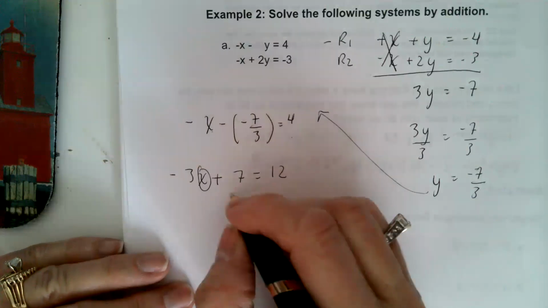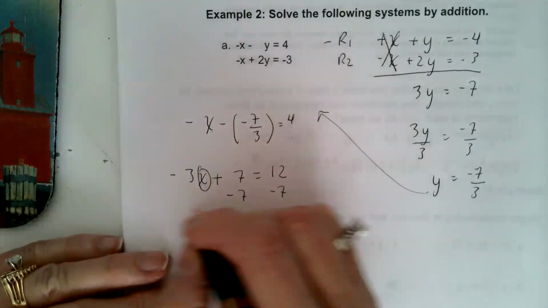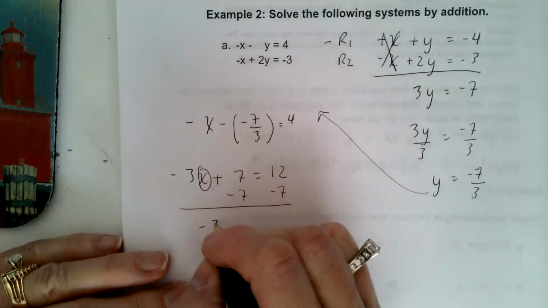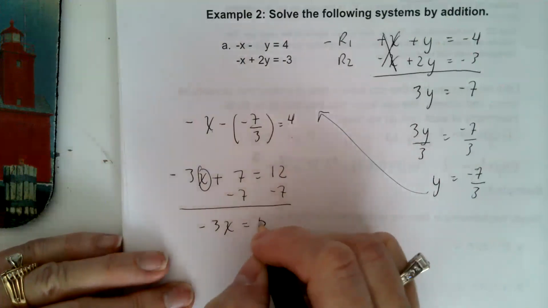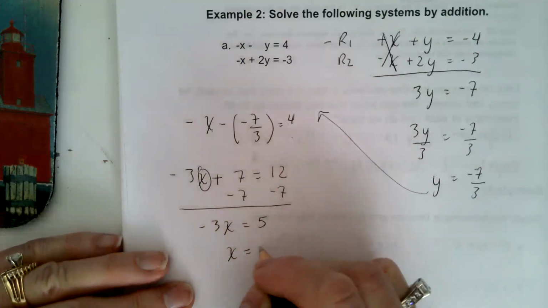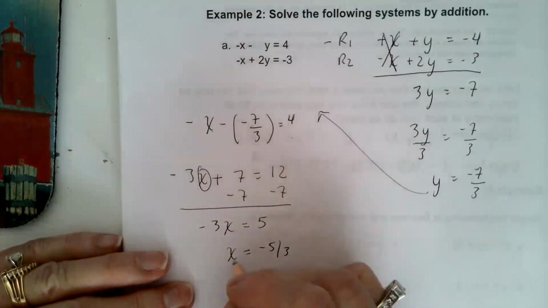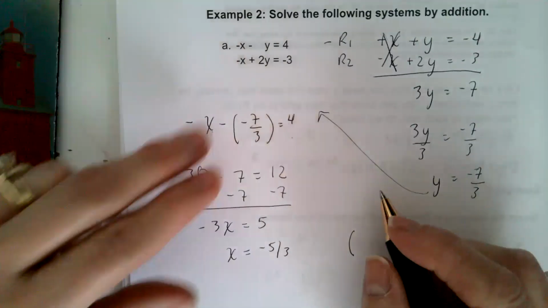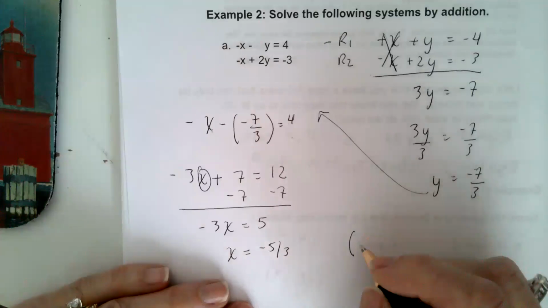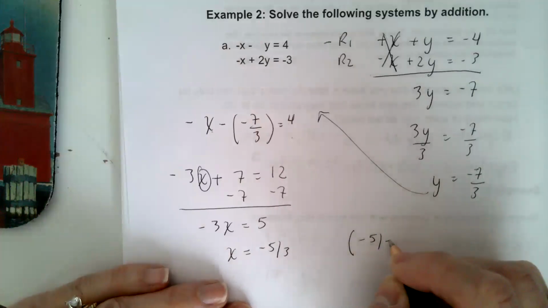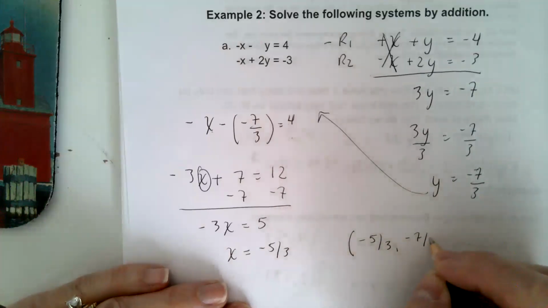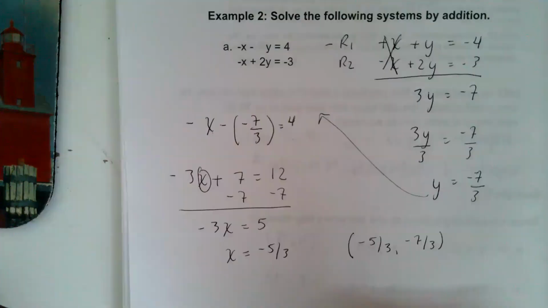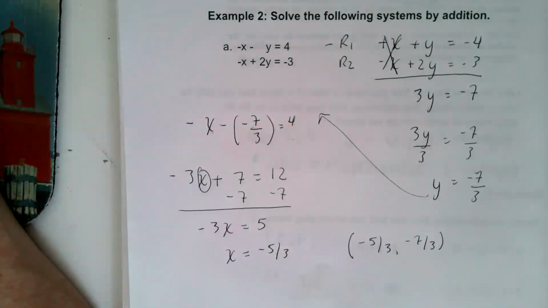Now I can solve for x. So subtracting 7, this is what we did back in chapter 2. -3x equals 5, and dividing by -3, I get -5/3. So I believe that these two equations intersect at (-5/3, -7/3). And we are going to go to Desmos to check that out.